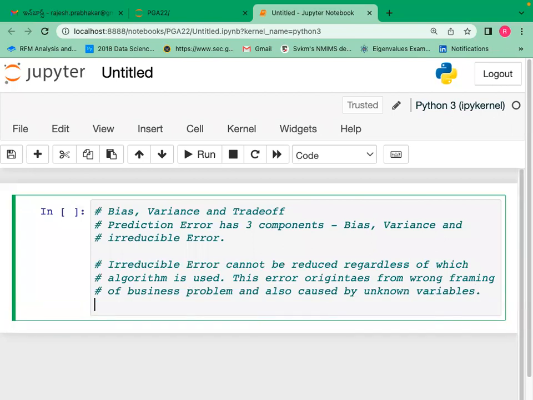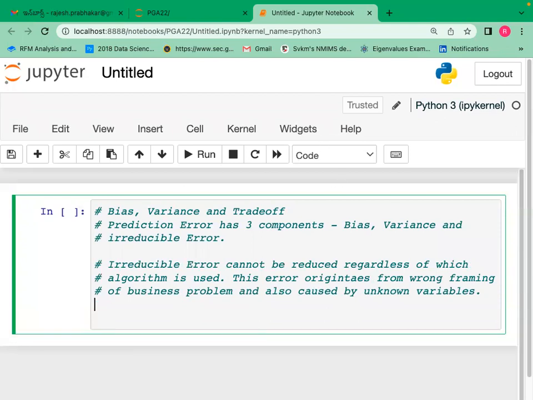So whenever we predict, we will definitely get error, be it a regression problem or a classification problem. That error has three components: bias, variance, and irreducible error. Irreducible error is that error that cannot be reduced regardless of which algorithm is used. Typically, this error is from wrong framing of the business problem. One reason: you have wrongly framed or wrongly understood the business problem. Second reason is unknown variables. COVID. Nobody ever expected COVID would come and destroy businesses like this. So there will always be unknown variables.